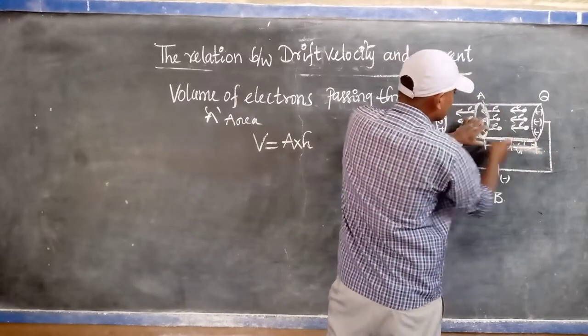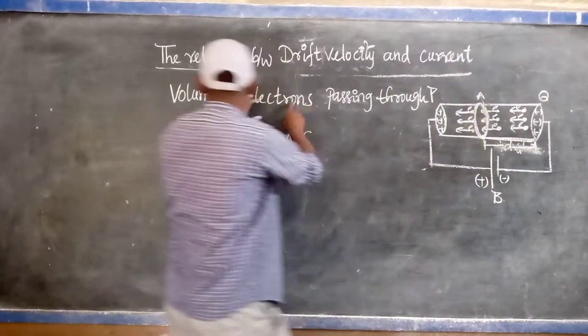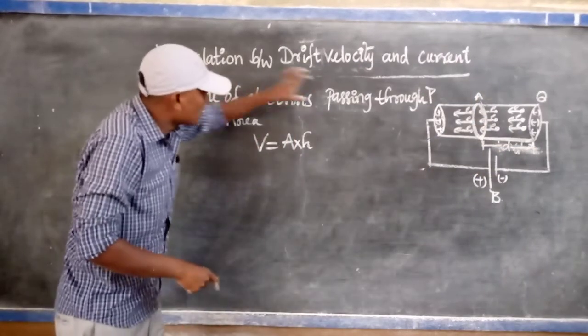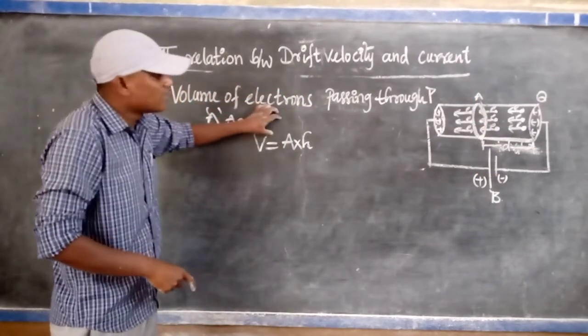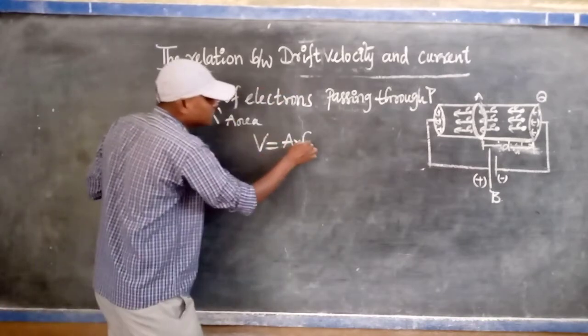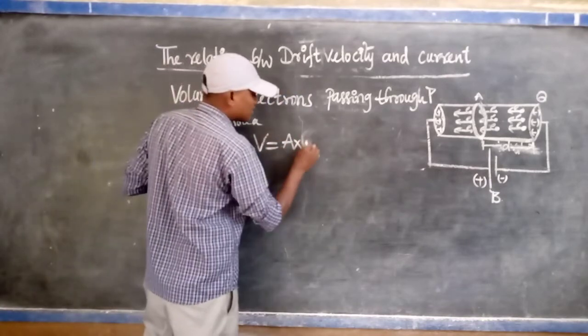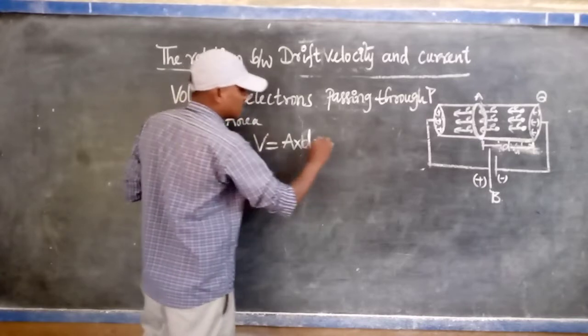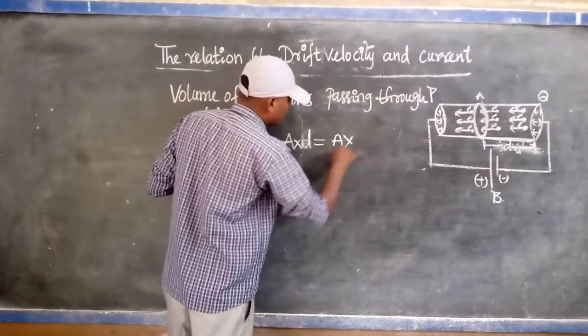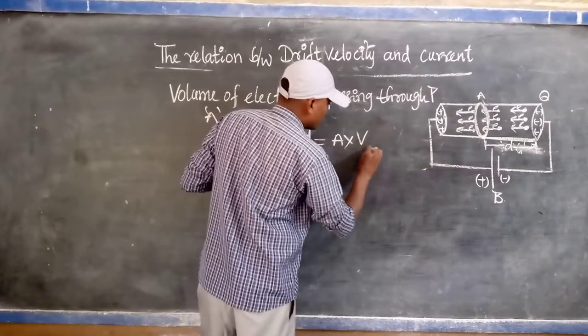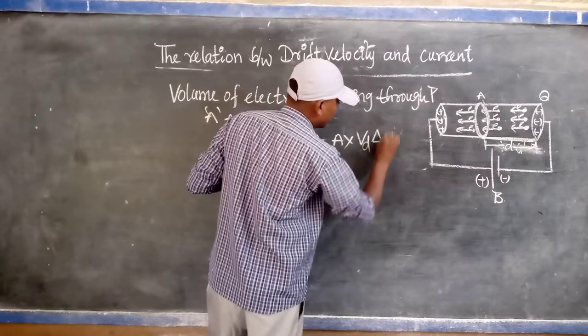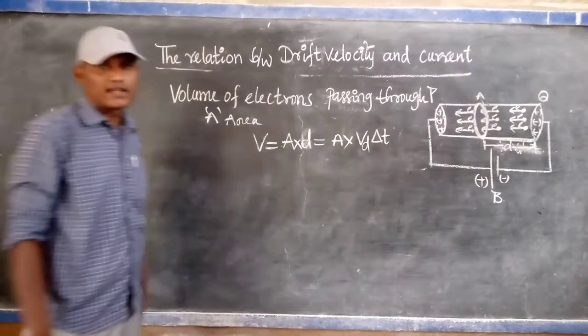So the distance traveled by the electrons means the volume of electrons passing through a unit area. So what is that? V is equal to A into H. Here H is nothing but D, so V is equal to A into D, which is A into Vd into delta T.